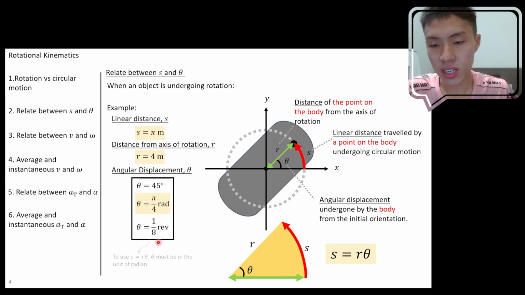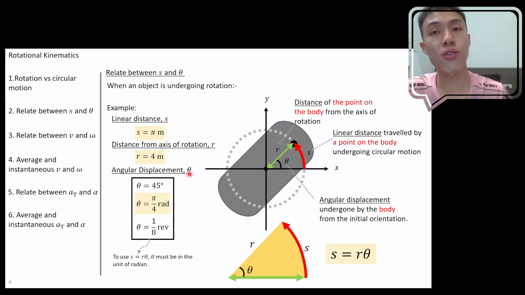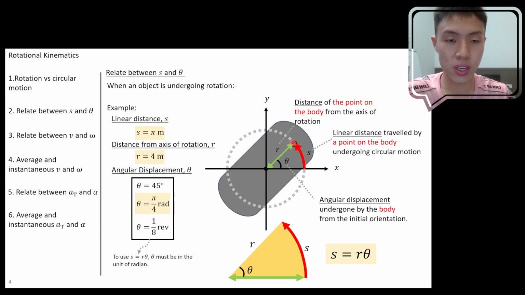So again, S is equal to R theta, and theta must be in the unit of radian. If you have the angle in degrees or revolutions, please convert it into radians first before you proceed with your calculation. This is how we relate S, R, and theta for the rotation of a rigid body, whilst looking at one specific point undergoing circular motion.